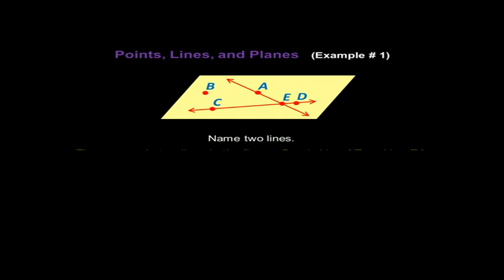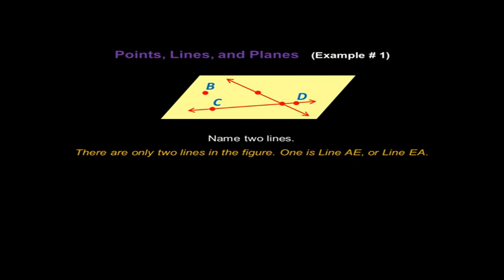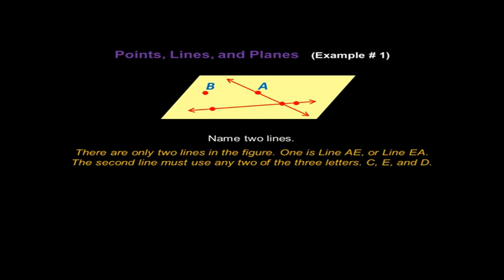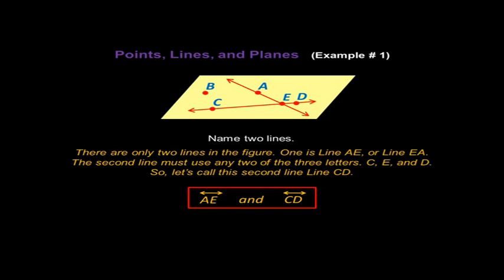Let's name 2 lines in the figure. Well, there are only 2 lines in the figure. One is line AE, or line EA. The second line must use any 2 of the 3 letters C, E, and D. So let's call this second line, line CD. So now we have line AE and line CD in this figure.